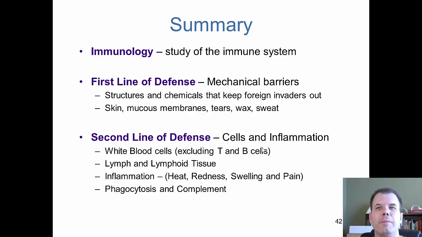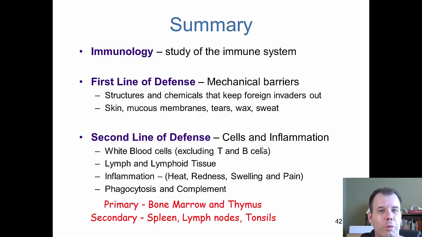The lymph and the lymphoid tissue, again, very important for bringing back the extracellular fluid that leaks out of the vessels. Again, goes through the lymph nodes where surveillance takes place. Remember your primary versus your secondary lymphoid tissue. Primary is where the white blood cells are formed or mature. So that's the bone marrow and thymus. And then all the other tissues like the spleen, the lymph nodes, the tonsils, and all those are secondary because that's where the white blood cells go to hang out.